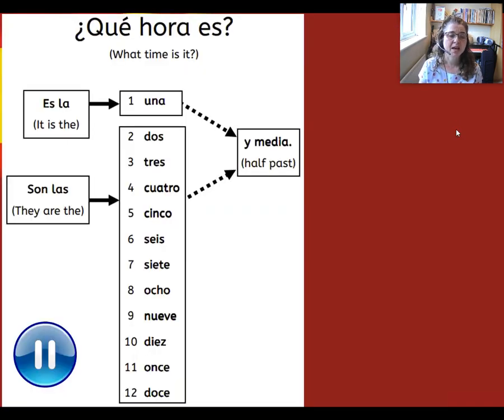To finish with, have a look at the sentence builder that we've just been using, and I'd like you to choose 3 o'clock times and 3 half-past times and write them in English and in Spanish. Your choice. Press pause, have a go at that, and press play when you're ready to continue.